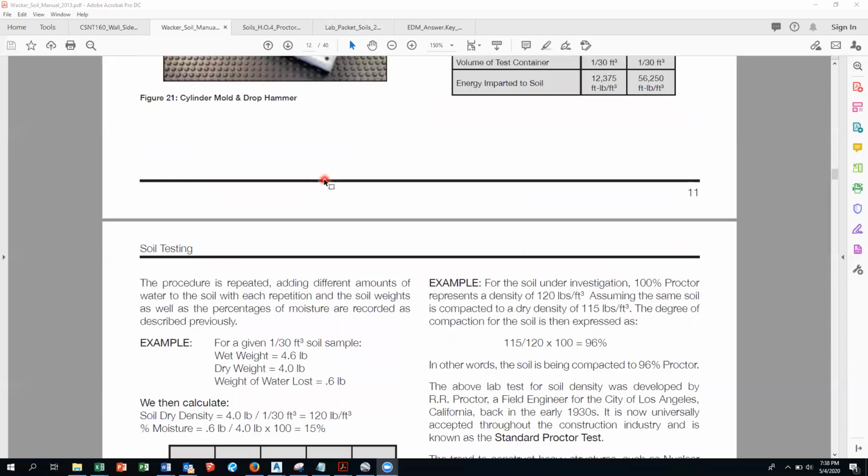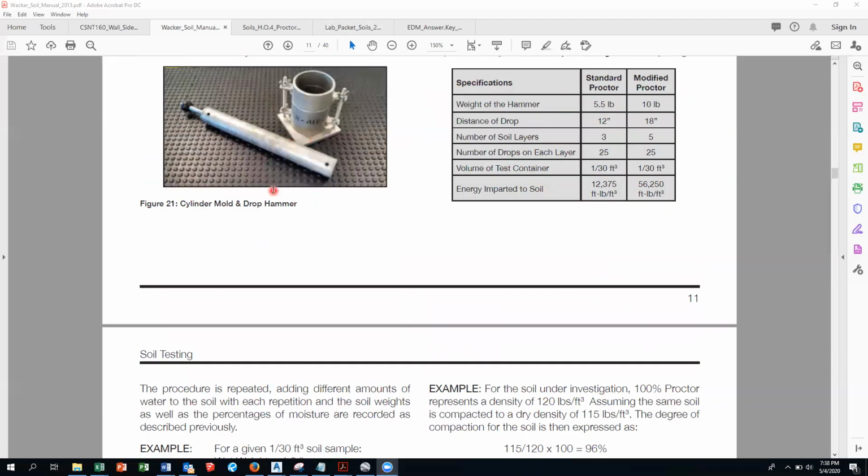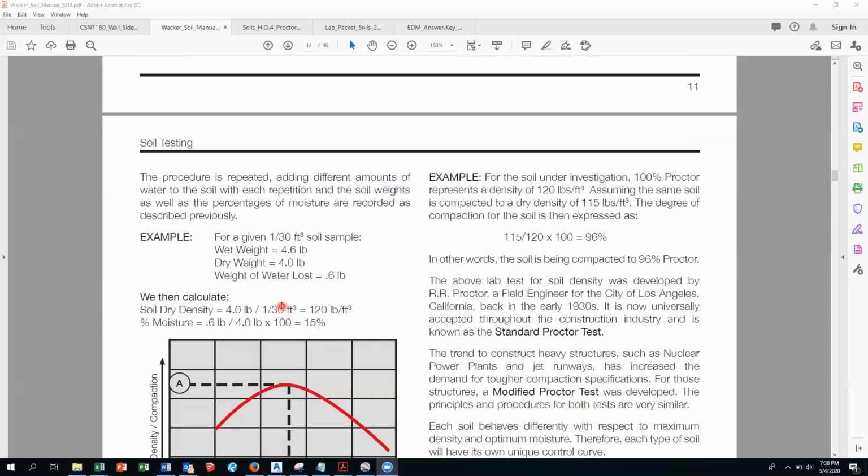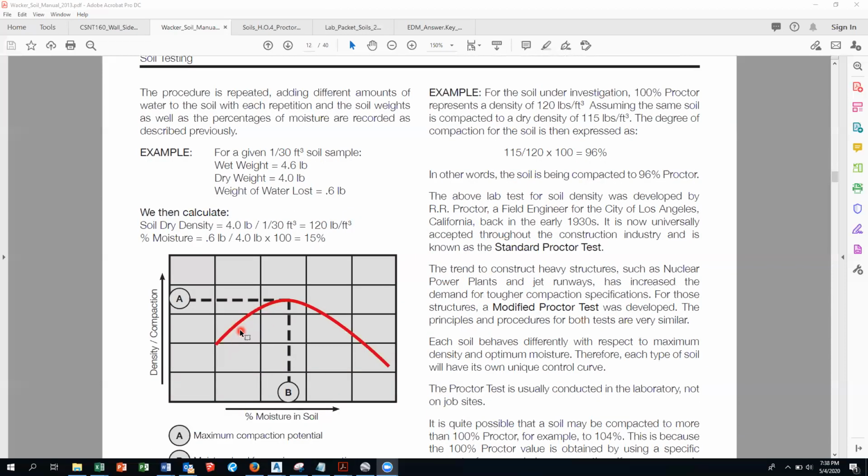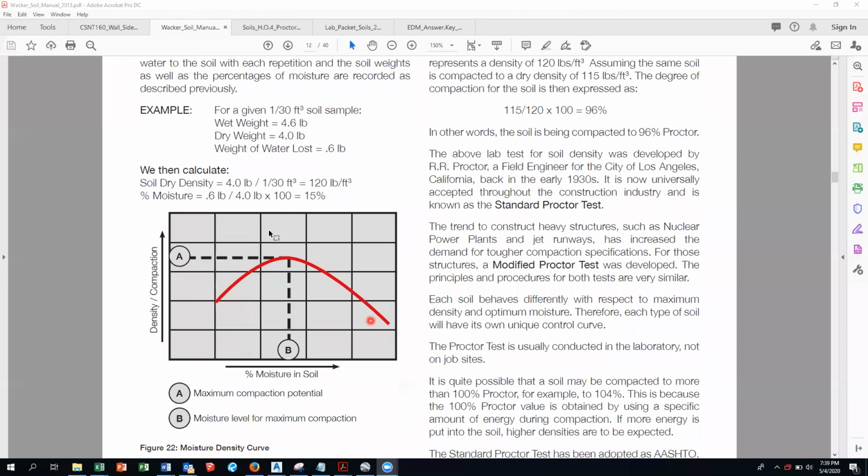And then you put them in the mold and beat the living hell out of them with this Proctor hammer. And then you're going to weigh the soil in the mold. You're going to take a sample of each of the 6 samples. You're going to get its weight in the mold, and you're going to get its moisture content. And eventually, you're going to graph density versus moisture. So this is increasing density on the y-axis, increasing moisture content on the x-axis. And this is called the Proctor curve. And it's going to look like a bell-shaped curve.